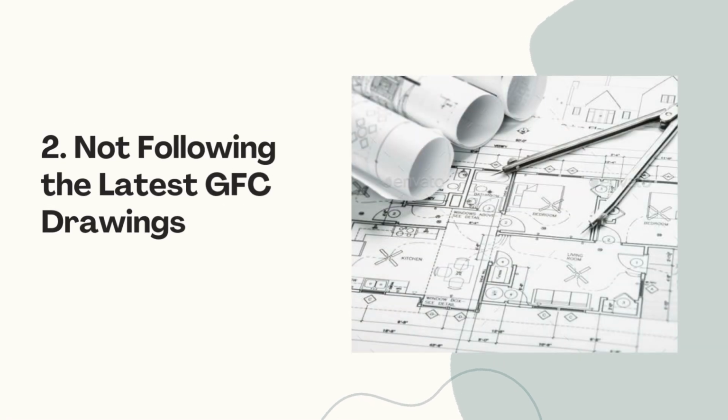Second, not following the latest GFC drawings. Sometimes site teams work on older versions of drawings. This leads to major issues like rework or incorrect installations. The solution is to always ensure that only the latest good for construction GFC drawings are used at site for planning and execution. The latest drawings should be sent to related engineers, supervisors, and technicians at site level.